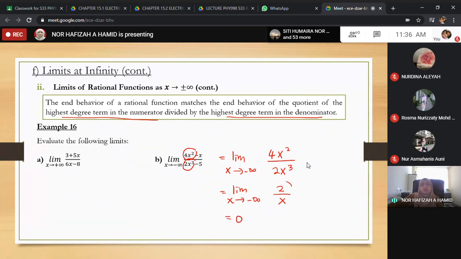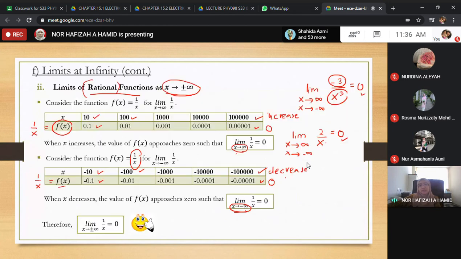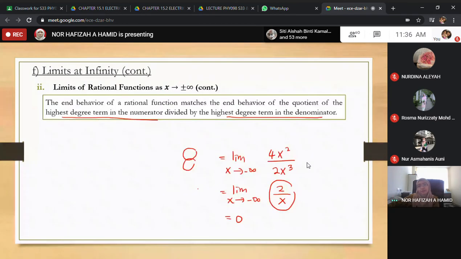So dia 0 sebab based pada definition yang tadi lah. So kalau dia approach to positive negative infinity, kalau function in term of fraction, atas dia numbers, bawah dia variable, so automatic you akan dapat 0. Okay, so that's why answers dia equal to 0. Okay, so ni for example 16.